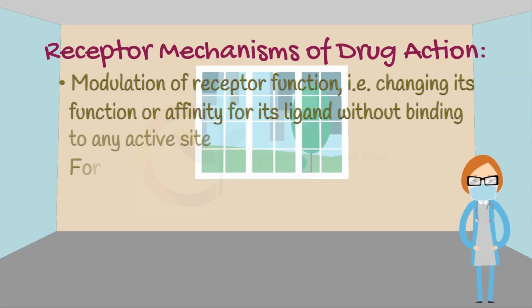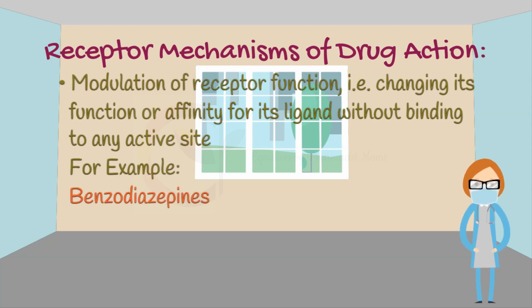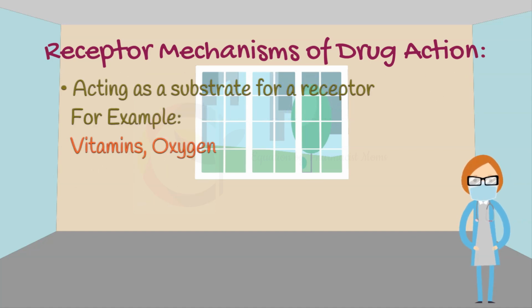Modulation of receptor function, that is, changing its function or affinity for its ligand without binding to any active site. For example, benzodiazepines. Acting as a substrate for a receptor, for example vitamins, oxygen.